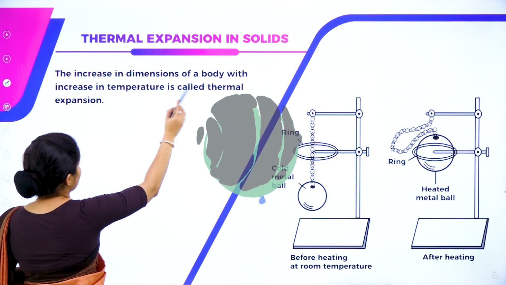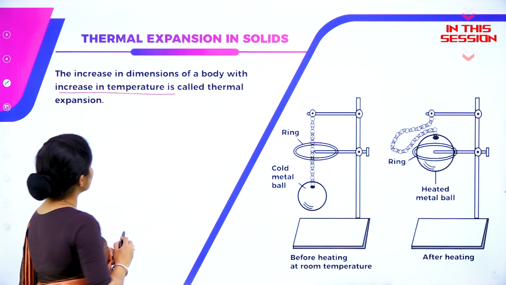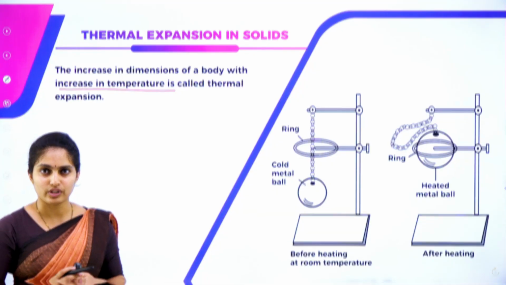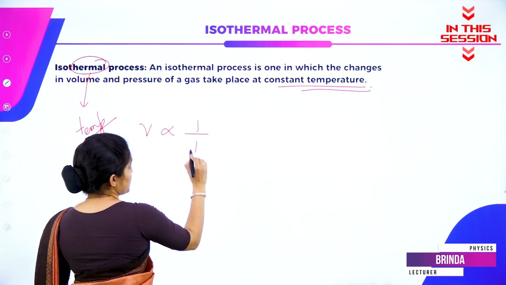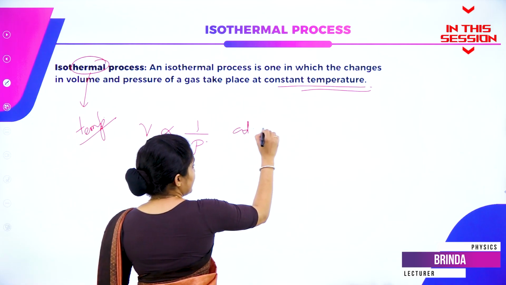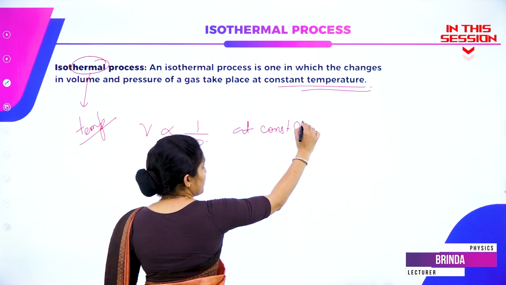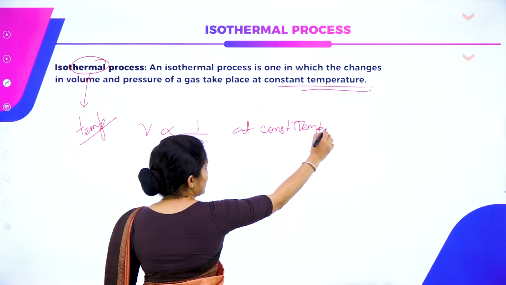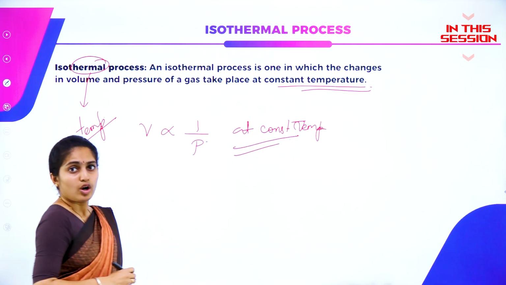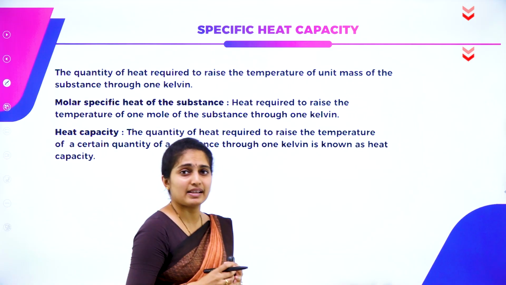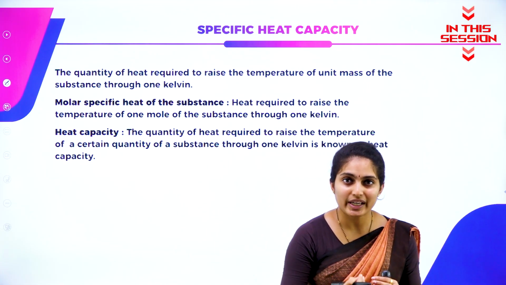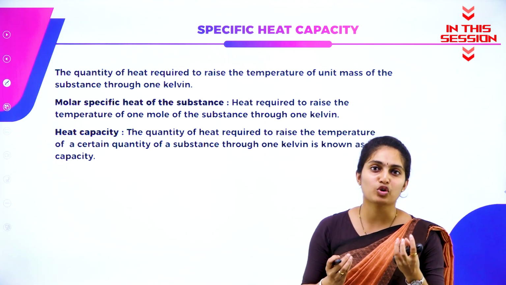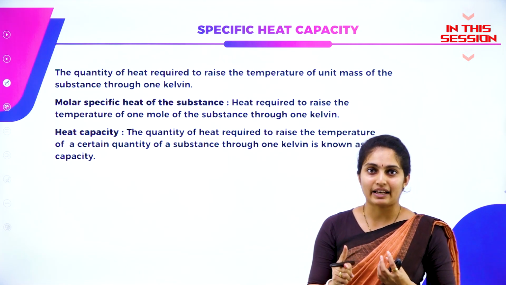The increase in the dimension of the body with the increase in temperature is called thermal expansion of a solid. Isothermal process can be called as V is inversely proportional to the pressure at constant temperature, which means to say it's the same as your Boyle's law. Heat capacity means the amount of heat required to raise the temperature of a certain amount of substance by 1 Kelvin.